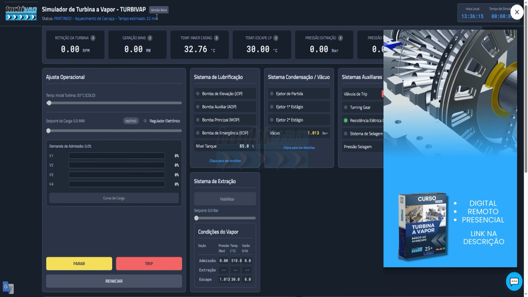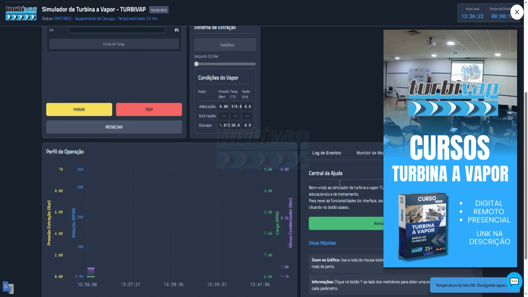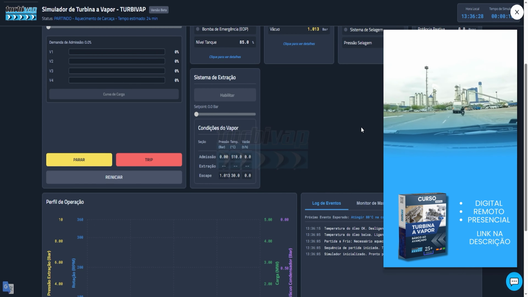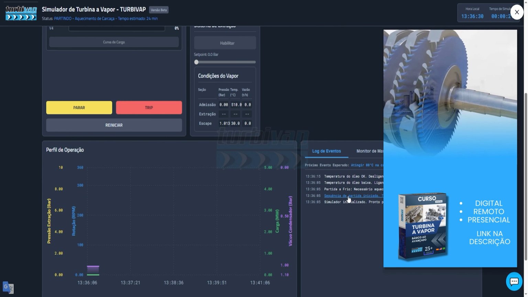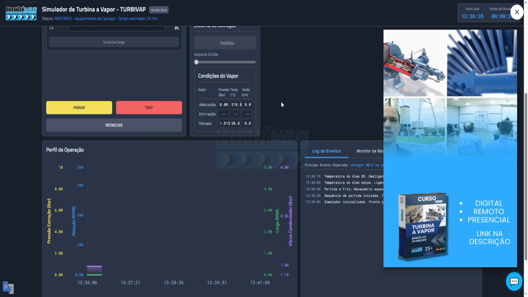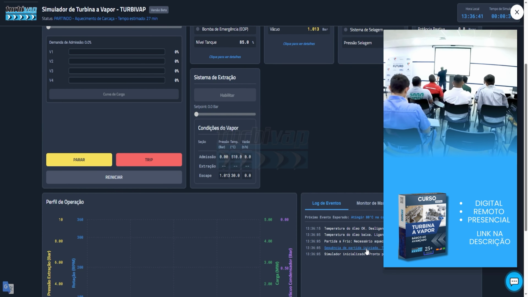It will give a status, starting from carcass heating, and the estimated time, in this case 22 minutes. He will adjust and give us some guidance. The first one is already recorded here in the event log. Then the simulator started to begin the starting sequence, and from the start it will be cold.